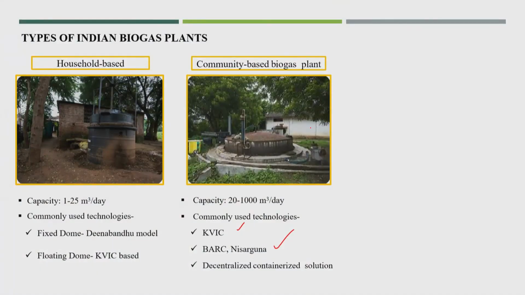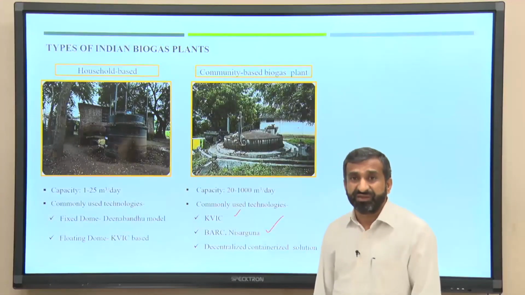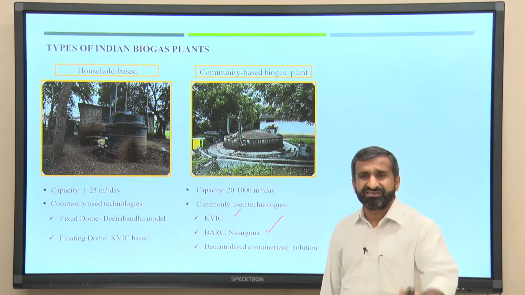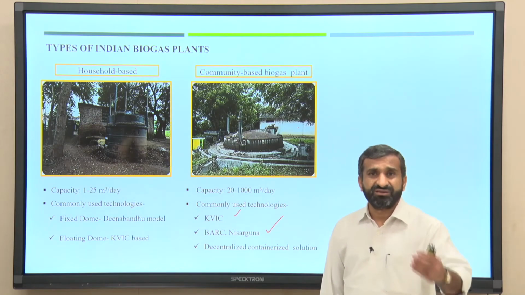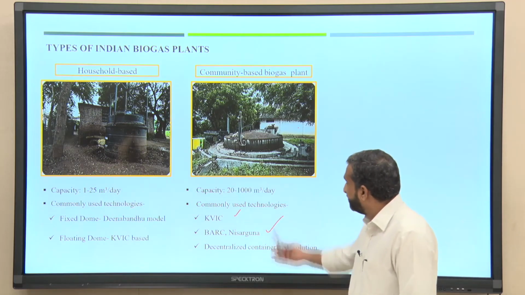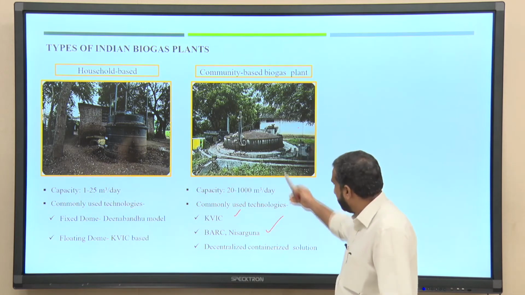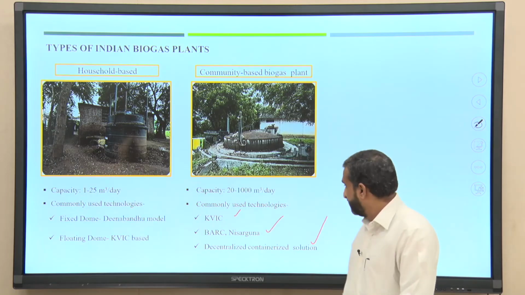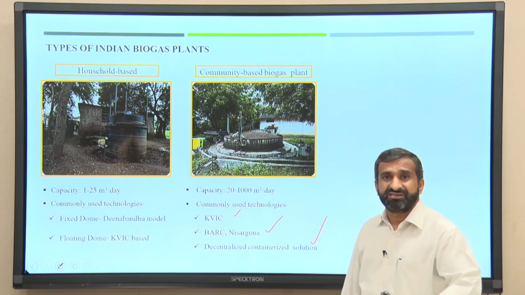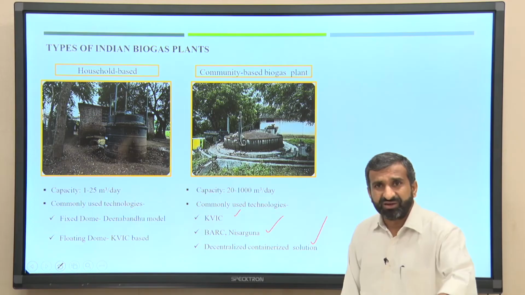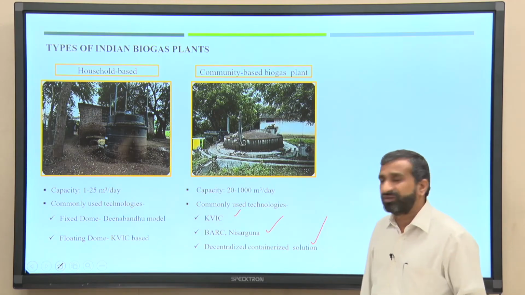And I was talking about how decentralized composting is more beneficial compared to a centralized composting facility, and in that case also the rotary drum composting is more beneficial if you talk about decentralized composting facilities. Similarly, these kinds of community based biogas plants are very important for decentralized solutions, and a containerized solution could be possible. If you are not going for composting, we can go for biogas production.